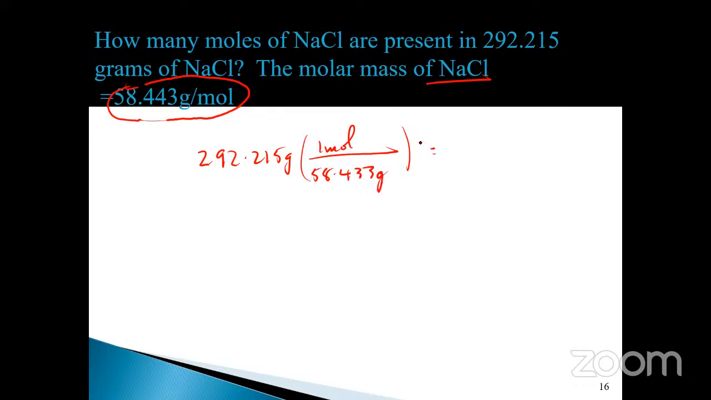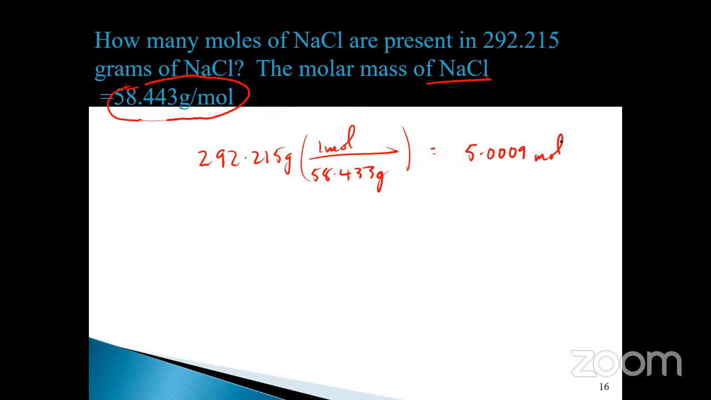And whatever that gives, that would be the answer. So that's 292.215 divided by 58.433. So according to my calculations, rounded off to 5 sig figs. 5 sig figs? Yes, 5 sig figs. 5.0009 moles. And that is it. All right. So that's basically how you do that conversion.